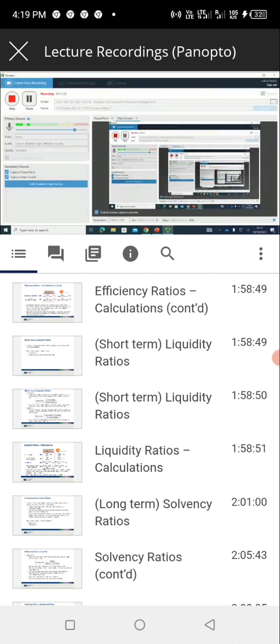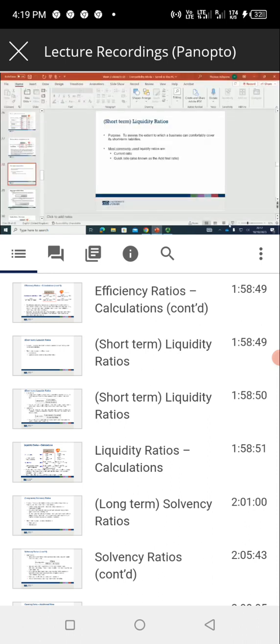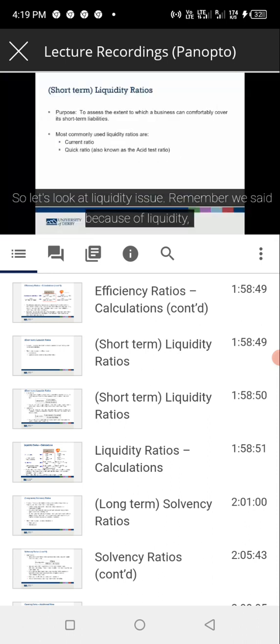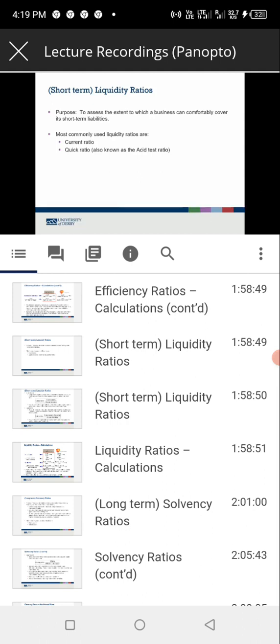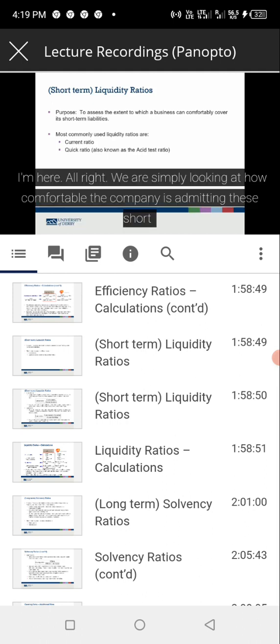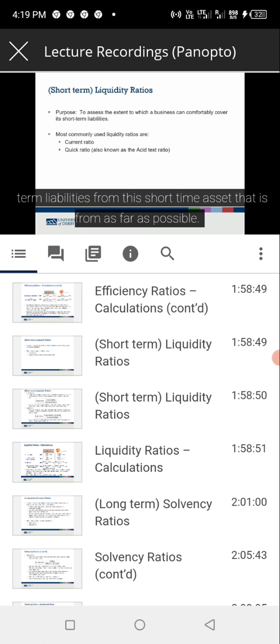Let's resume and then look at liquidity. Let's look at liquidity ratio. Remember, we said in case of liquidity, we are simply measuring the ability of a company to meet its short-term financial obligations. And here, we are simply looking at how comfortable the company is in meeting its short-term liabilities from its short-term asset, that is from its current asset.